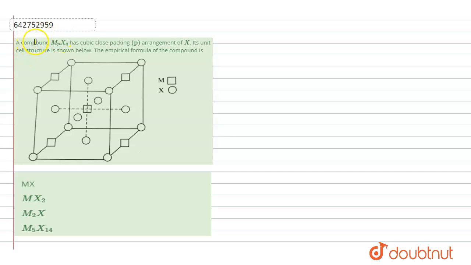Hello everyone. Let's start the question. The question says that a compound MPXQ has a cubic closed packing arrangement of X. Its unit cell structure is shown below. The empirical formula of the compound is.